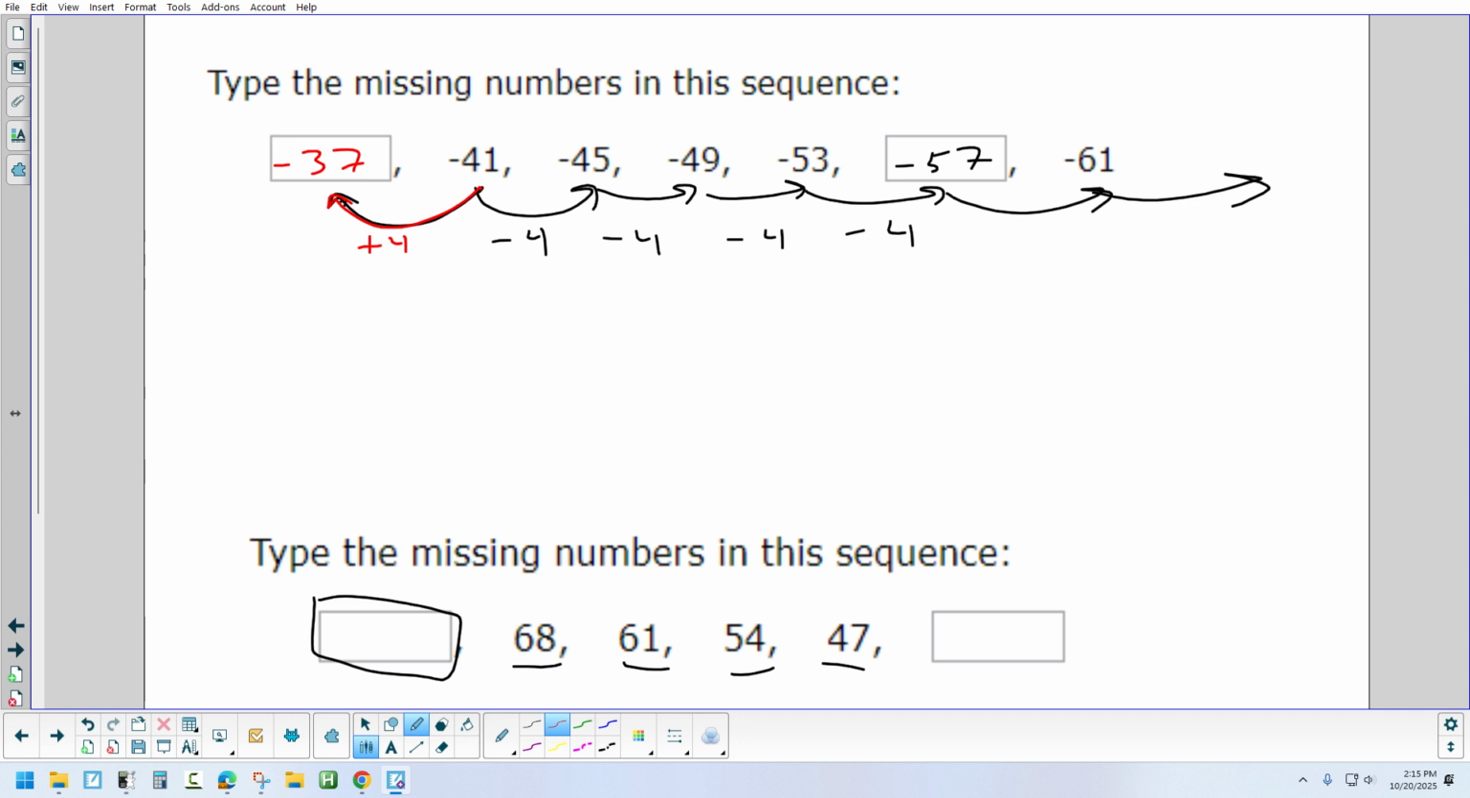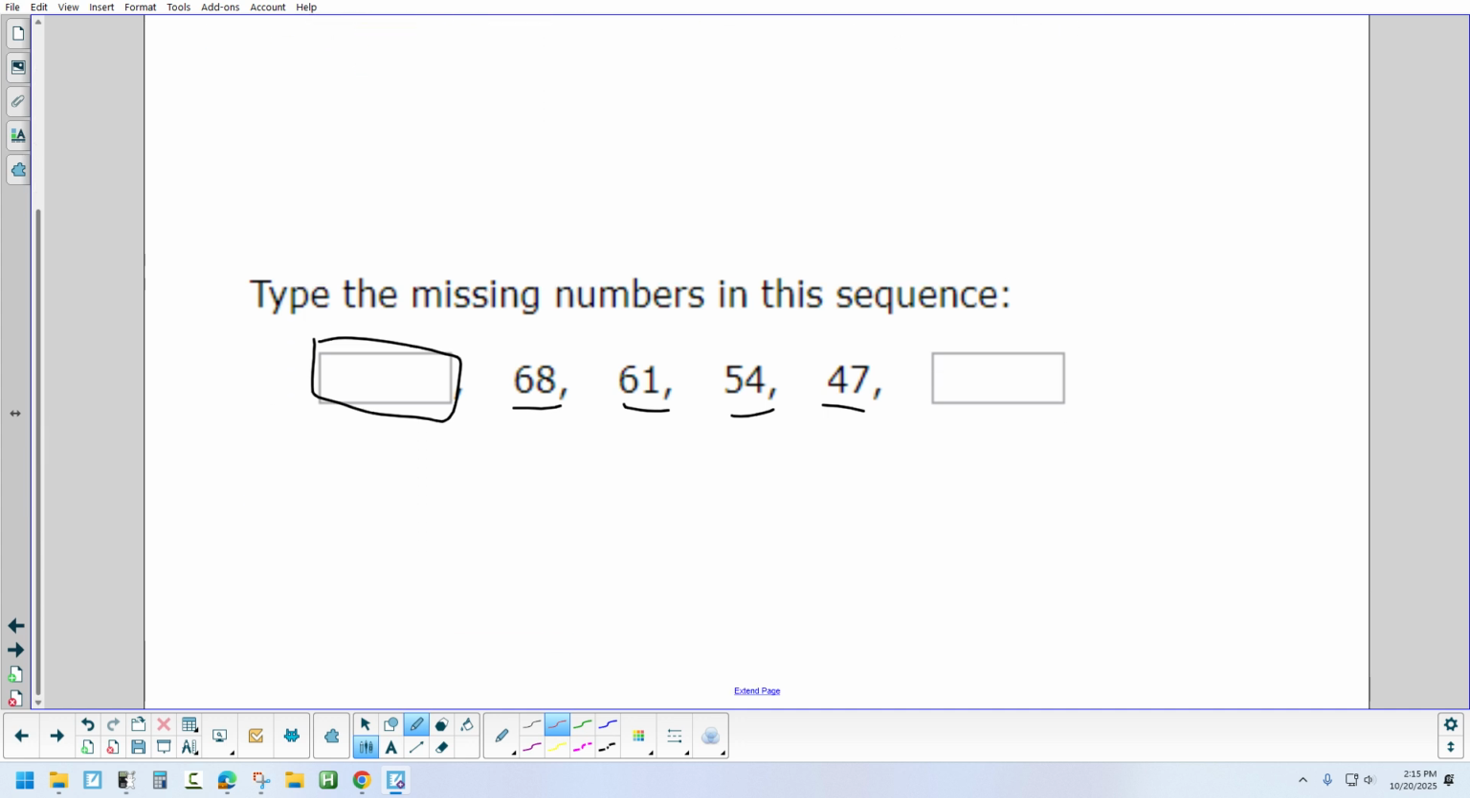Okay. So generally, we always go to the right. But they did do one that was backwards here, and they made us go to the left. All right, let's try this one. Okay, we got enough terms in the middle that we can start to figure out what the pattern is. How do you get from 68 to 61? Yep. Subtract 7. You got to make sure it's the same for all of them, though. How do you get from 61 to 54?